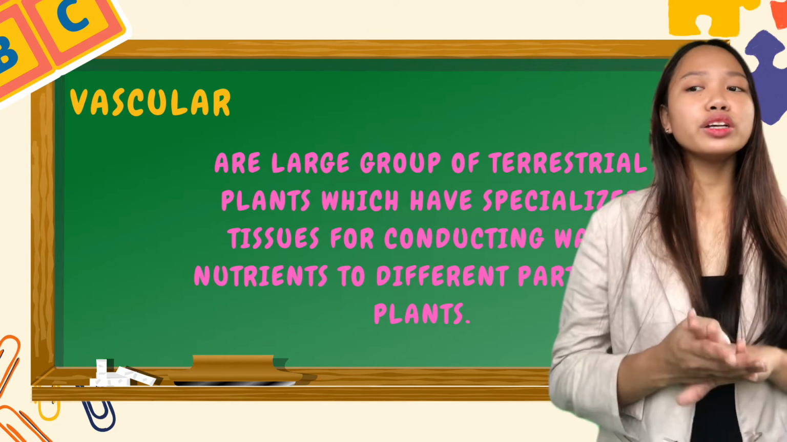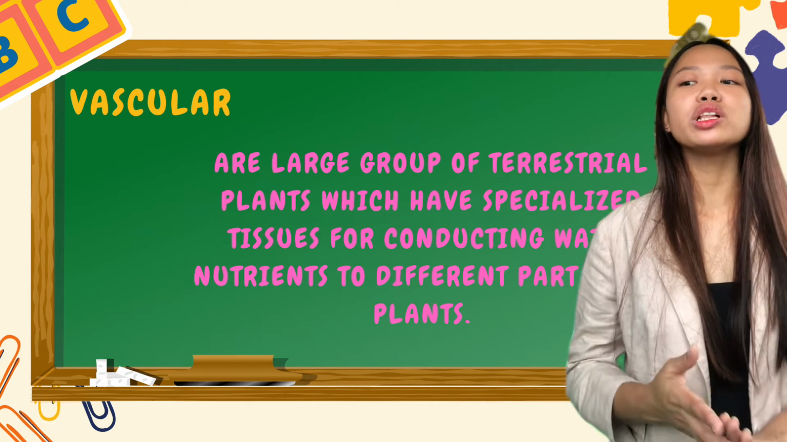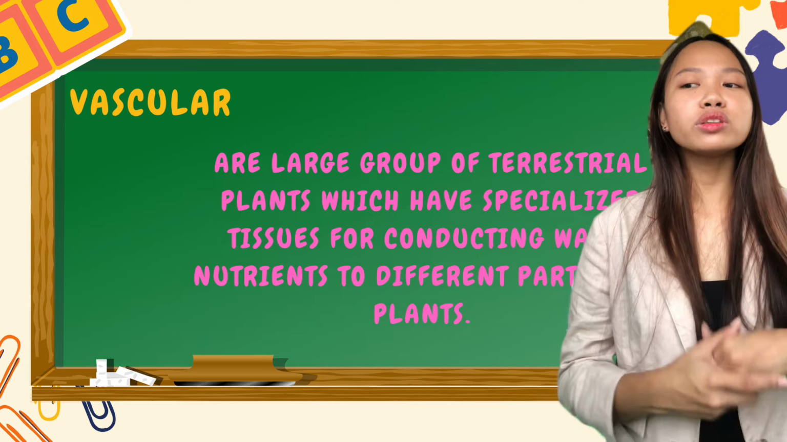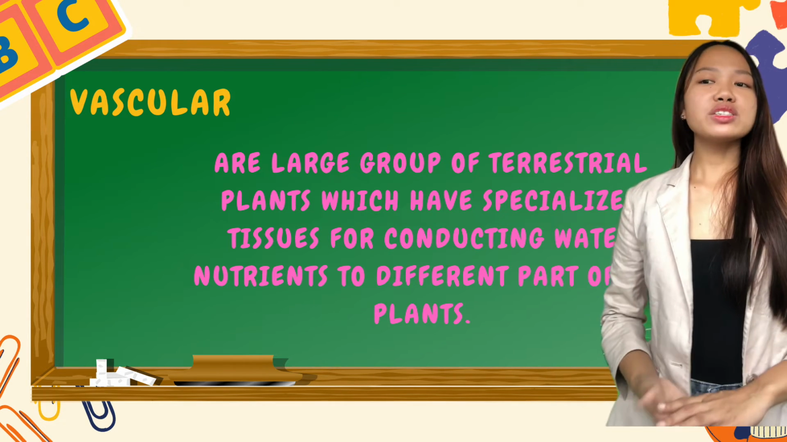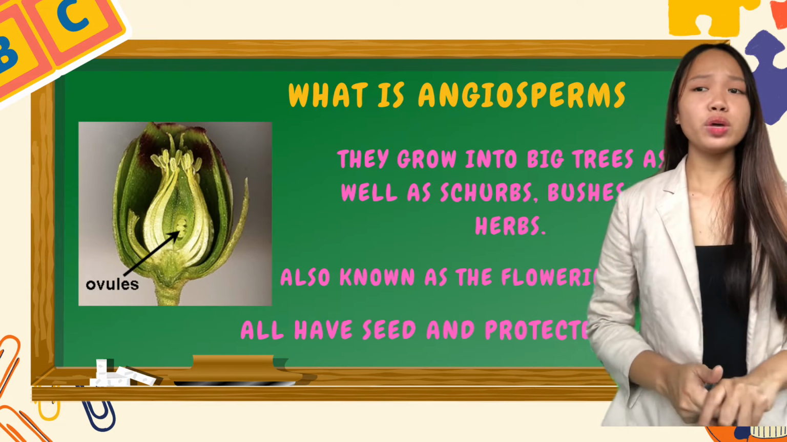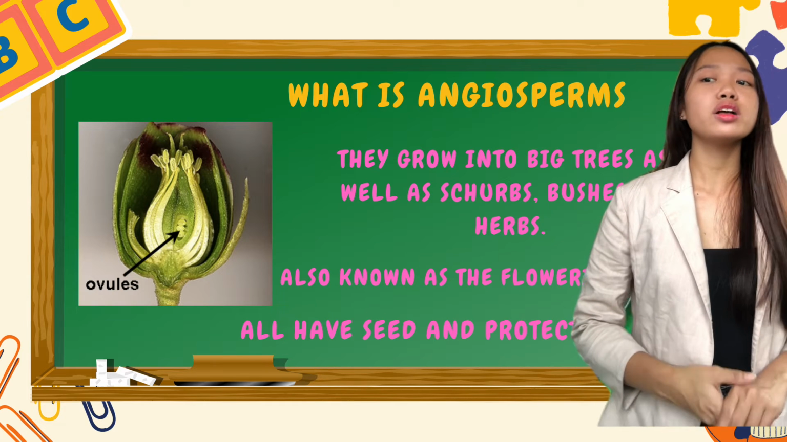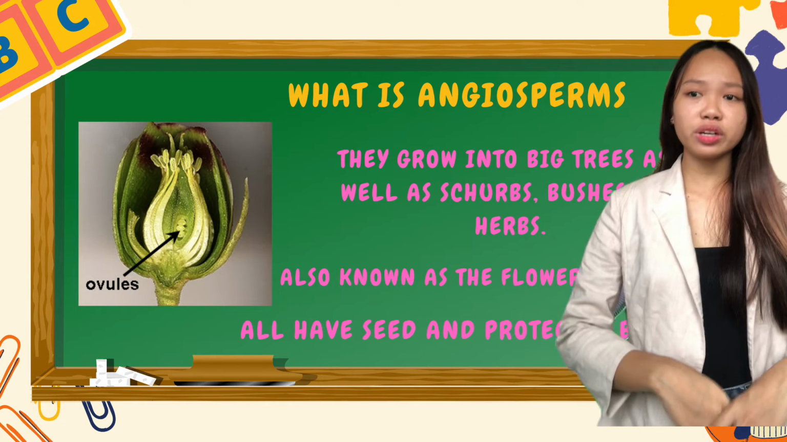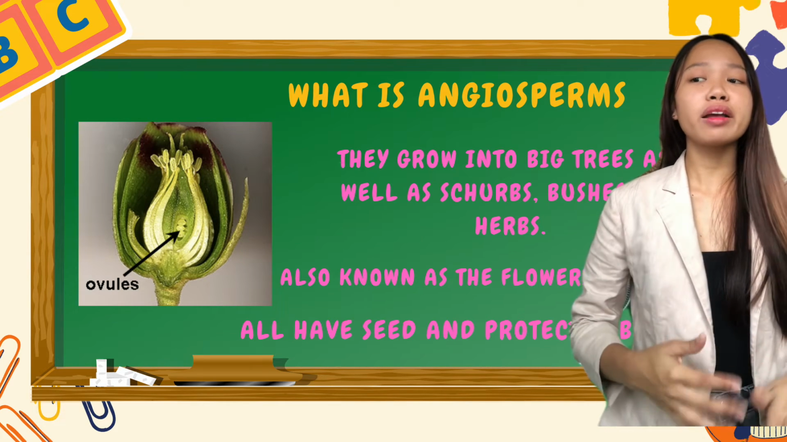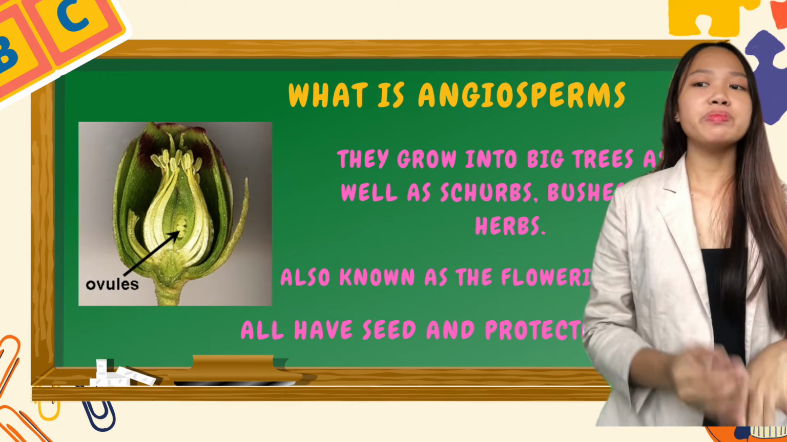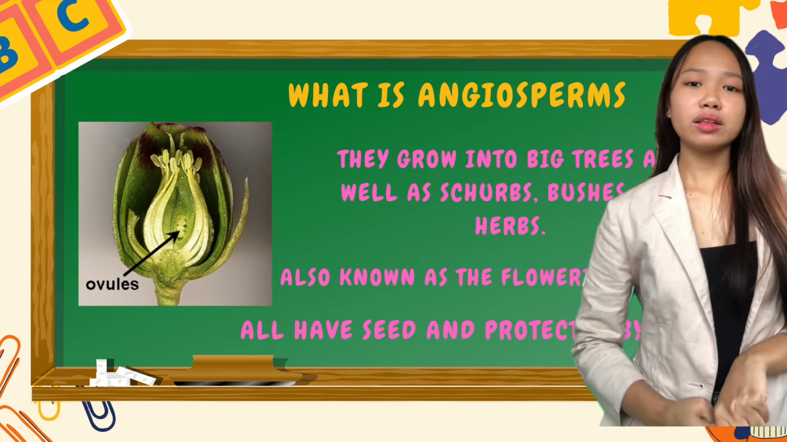Vascular plants are a large group of terrestrial plants which have specialized tissues for conducting nutrients to different parts of the plant. Vascular plants include angiosperms. What is an angiosperm? Angiosperms grow into big trees as well as small shrubs, bushes, and herbs, also known as flowering plants. All have seeds that are protected by an ovule. For example, we have mango trees, roses, jasmine, and marigold.